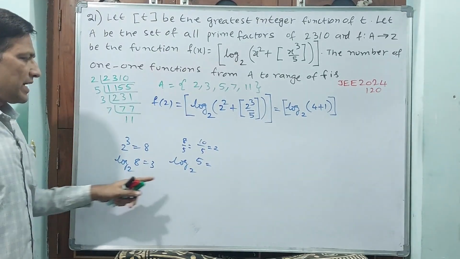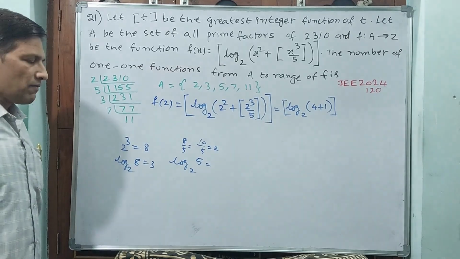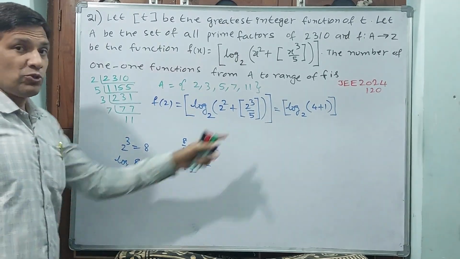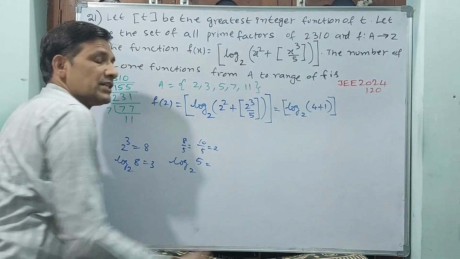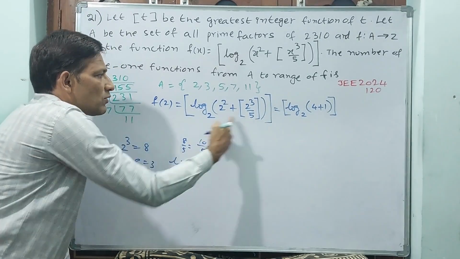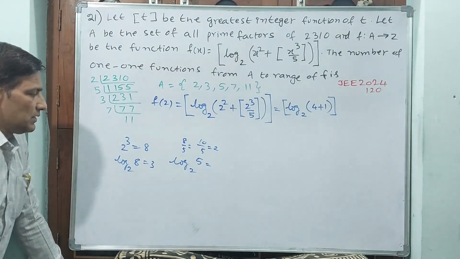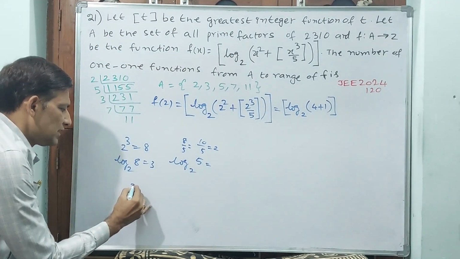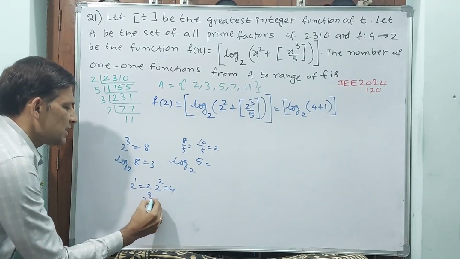See, 2 cube is 8. 2 to the power of something should be 5. What is that? But it should be inside the greatest integer. Why? Because one greatest integer we have closed, another greatest integer we have to close now. How are you going to close? One thing I want to tell: 2 power 1 is equal to 2, 2 power 2 is equal to 4, 2 power 3 is equal to 8.